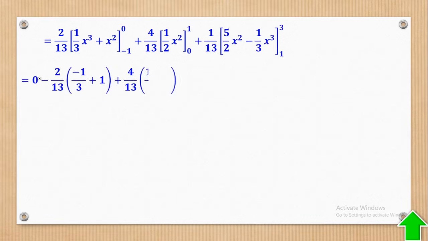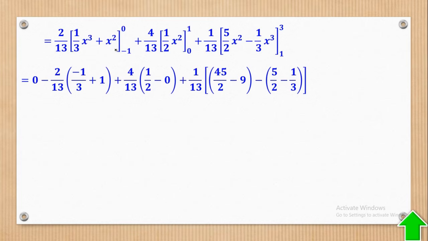The next is to substitute the limit. So when I substitute this 0 here, where there is x, I'll come up with this. Then where there is x, I substitute the lower limit, I'll come up with this bracket. That is for the first part. Now for the second part, where there is x, put there 1 to come up with this. Then where there is x, put there 0 to come up with that. And lastly for this part, where there is x, put there 3 to come up with this bracket. And where there is x, put there 1 to come up with this bracket.